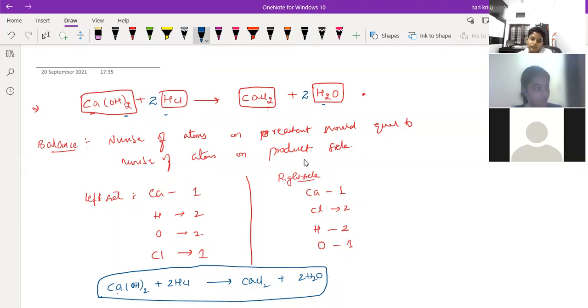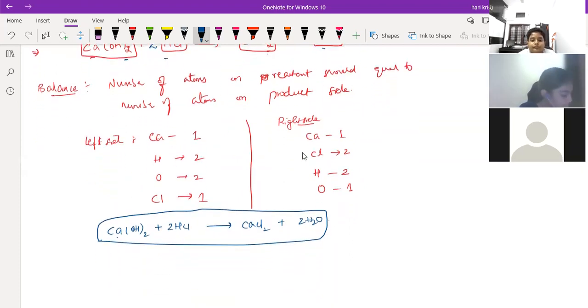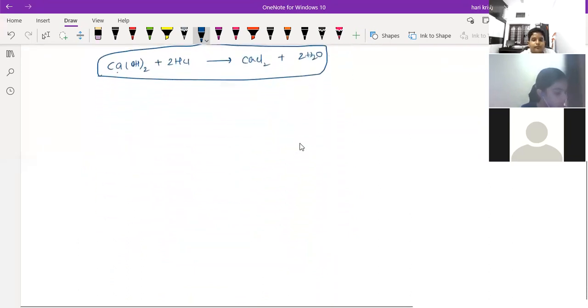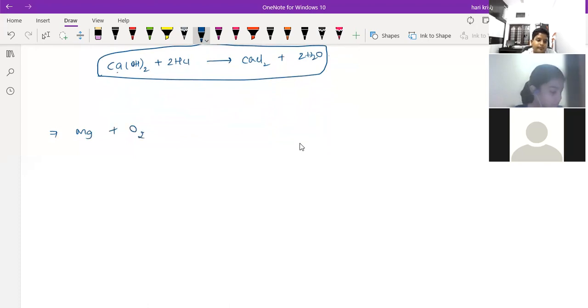Now one more example. Any other example? Sir, Mg plus O2 will give MgO. Then what is the balanced equation? Sir, it was written in my textbook that Mg plus O2 equals MgO2. Magnesium oxide, sir. We should not make MgO2. MgO is the chemical formula. Okay, sir.